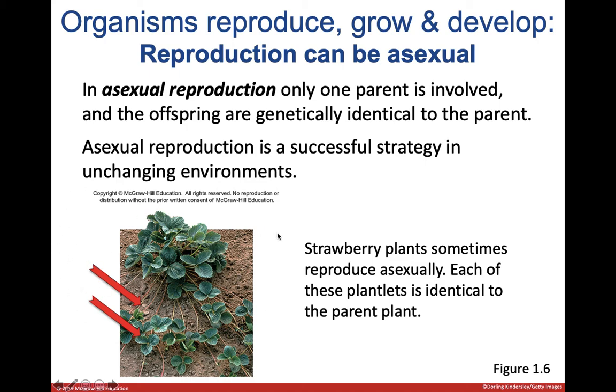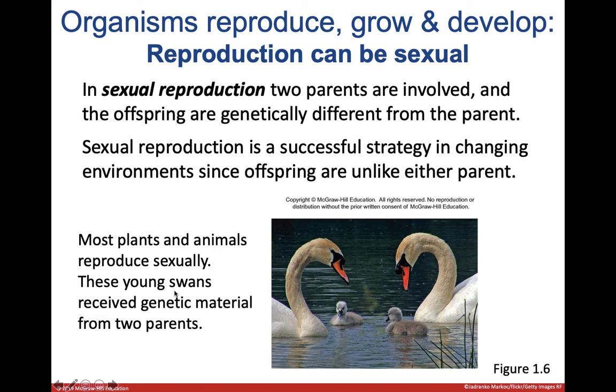They're all going to be susceptible to a drought, to a parasite, to a predator. They're all going to be the same. So when the environment is stable and you don't really have to worry about a changing environment, this type of reproduction works extremely well. Now, the other type of reproduction is sexual reproduction.